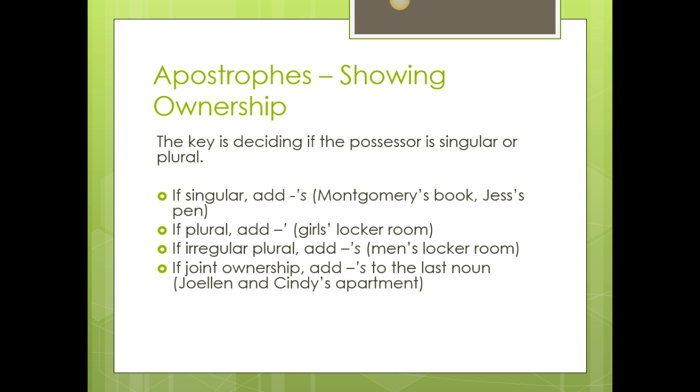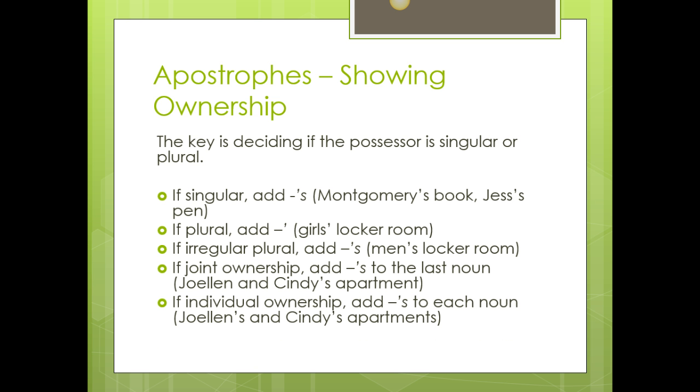If it's joint ownership, add an apostrophe S to the last noun, such as Joellen and Cindy's apartment. Okay, so this is an apartment that Joellen and Cindy share. If it's individual ownership, add an apostrophe S to each noun, Joellen's and Cindy's apartments. Here they do not share an apartment, they each have their own.